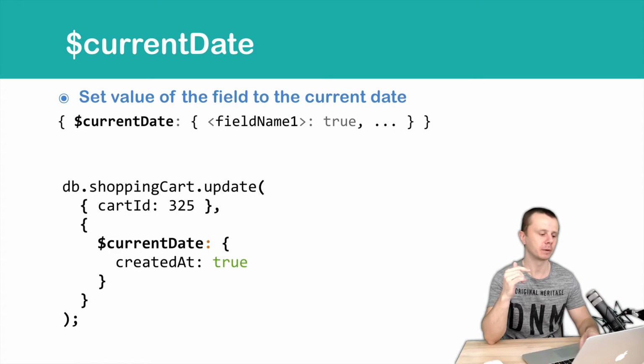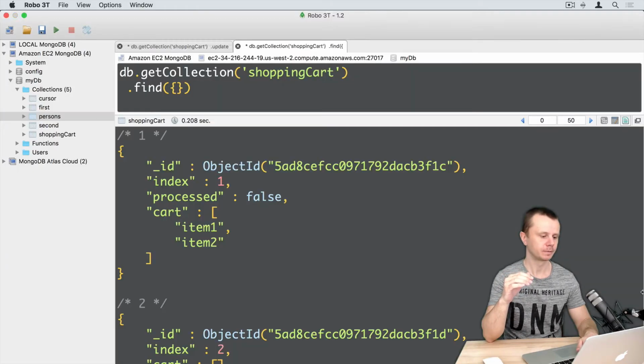Let's look at an example. In this example, for the document with cart ID 325, we set the createdAt field to the current date. This will be performed automatically by Mongo. So just the currentDate operator and then the field name with the value true. Let's look at this in action.